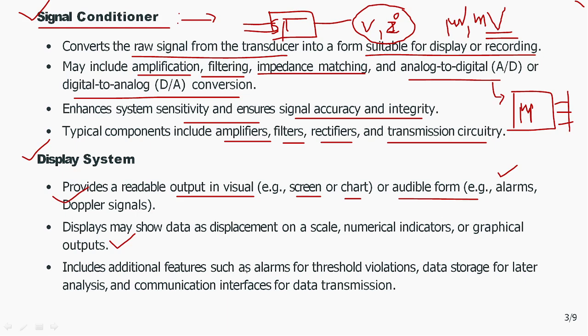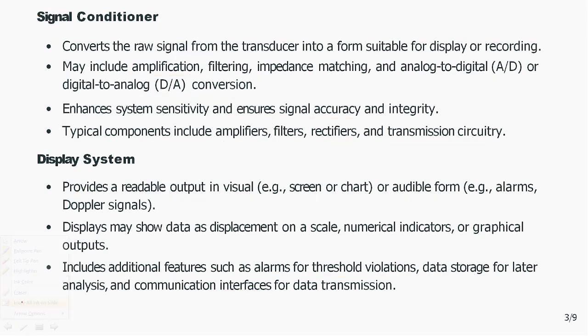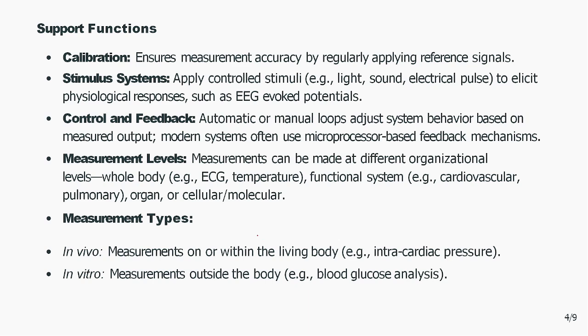They include additional features such as alarm for threshold violation. It can occur through some programming in that device. Then we can set a threshold. If the required value falls below the threshold, then alarms will be activated. Data storage for later analysis and a communication interface for data transmission. So these are the other two blocks of the man-instrument system.